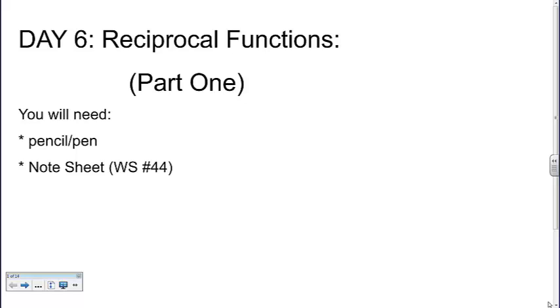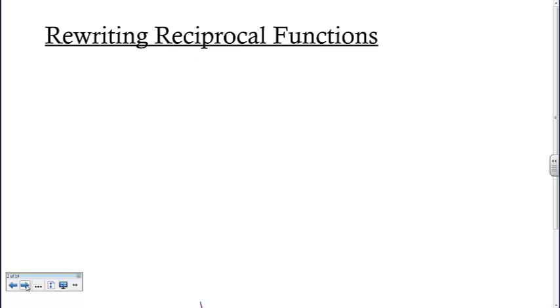Welcome to Day 6, Reciprocal Functions, Part 1. These are the supplies that you will need. Notice you do not need a calculator for this lesson.